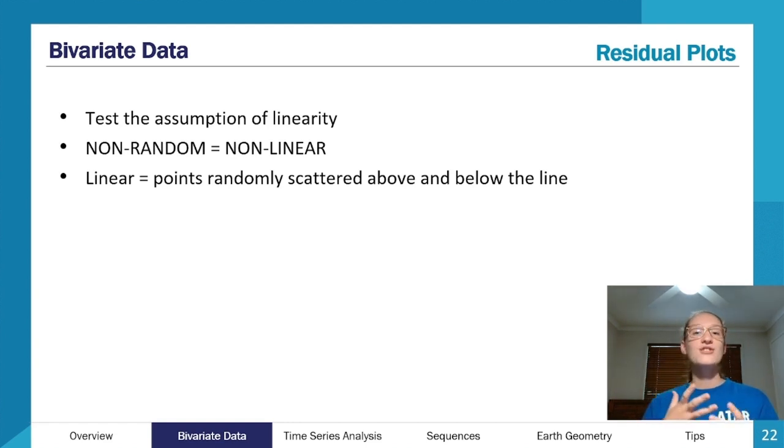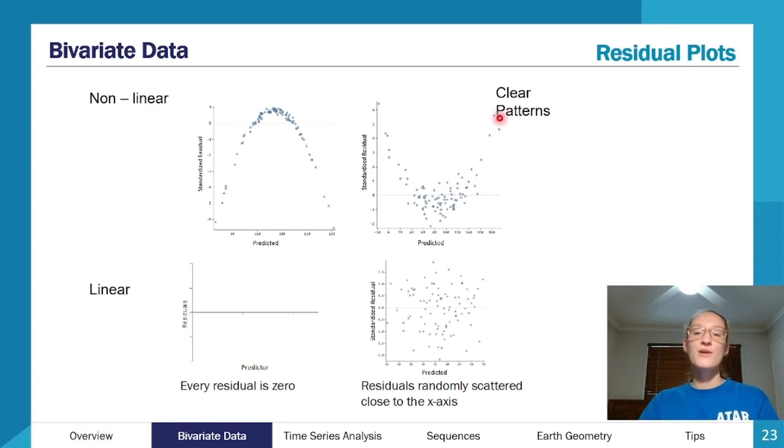So how do we actually interpret a residual plot? And again, they exist to test the assumption of linearity. So if we're constructing a residual plot, our goal is to figure out if a linear relationship is present. The handiest way that it sticks in my brain is: if it's non-random, then it's non-linear. But if it's linear, the points will be randomly scattered above and below the line. So I'll show you what I mean here.